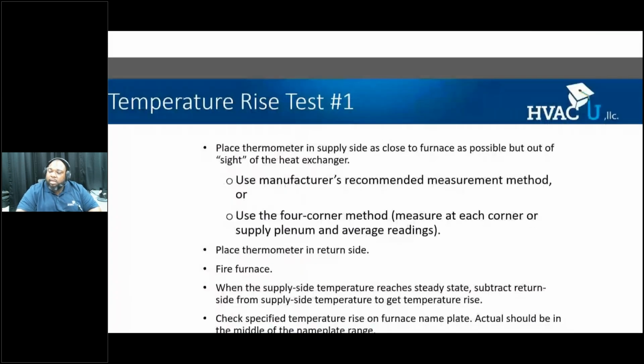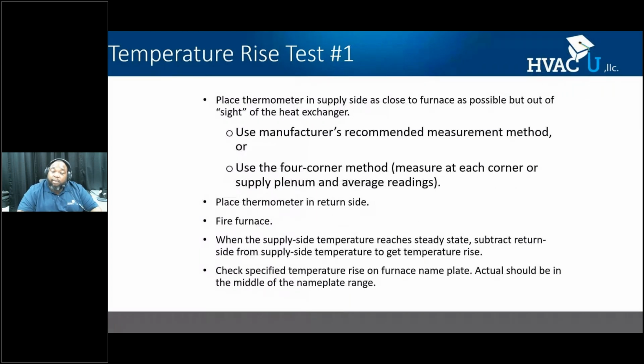Another test that we can take to evaluate the duct system is a temperature rise test, which we talked about a little bit. We can actually use temperature rise in a formula to calculate airflow on the heating side. To get temperature rise, we're going to take the thermometer and place it in the supply side as close to the furnace as possible, but out of sight of the heat exchanger due to radiant heat. We're going to use the manufacturer's recommendations and a 4-quadrant method, measuring at each corner of the supply plenum and averaging the readings.